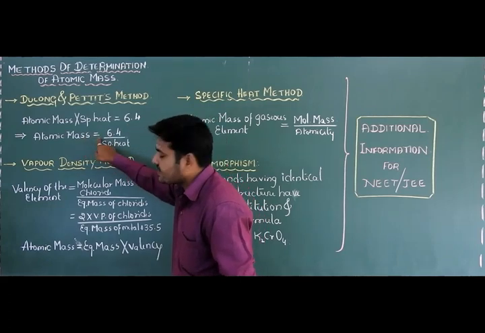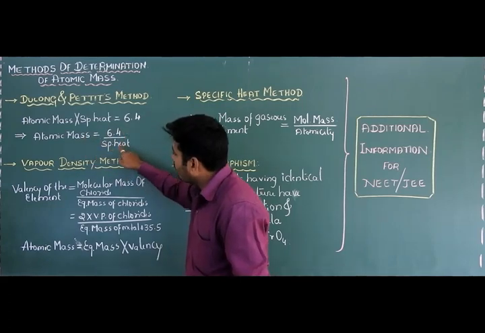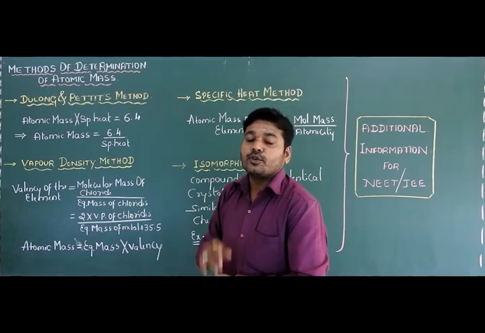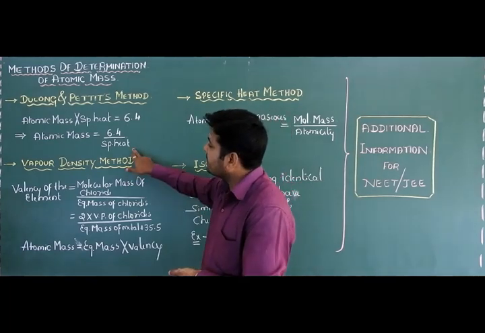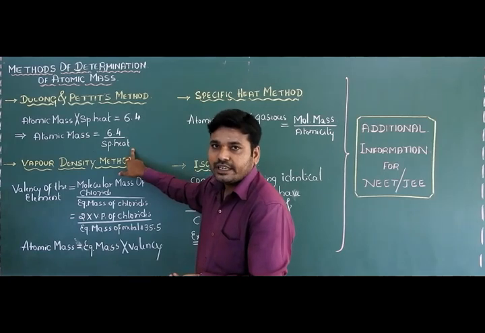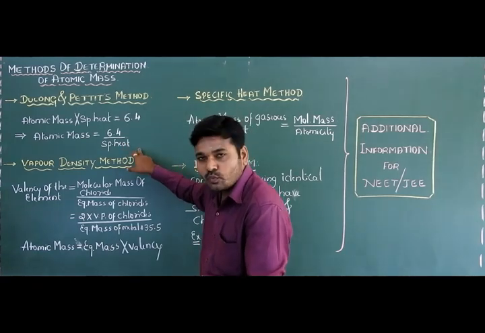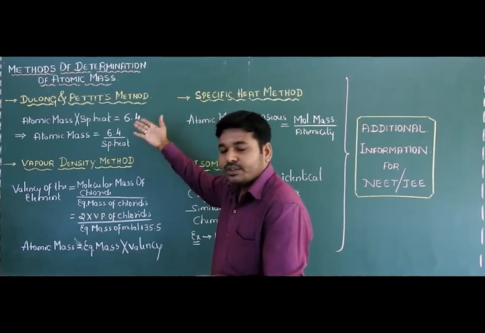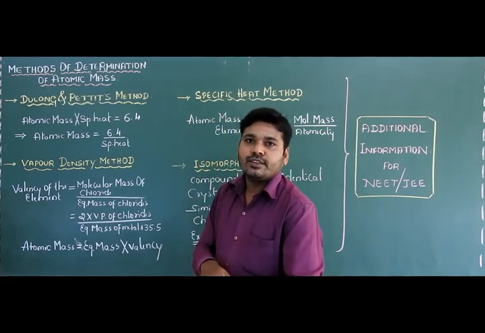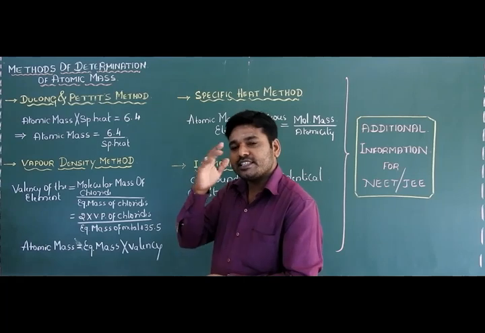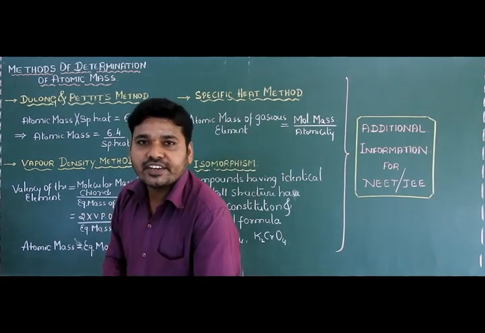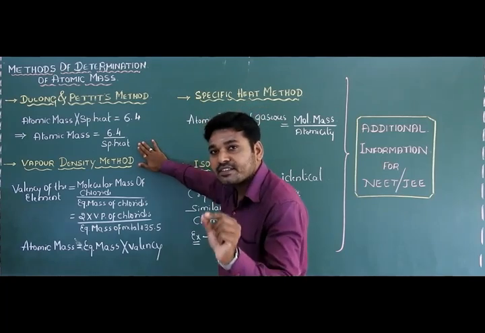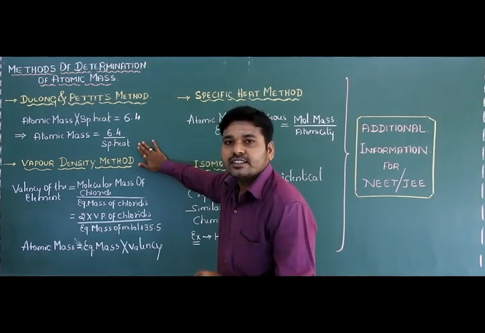So atomic mass equals 6.4 divided by specific heat, students. Please listen to the word specific heat here. I think you have already come across this word in your lower classes, in the physics part also. Specific heat. Students, what is meant by specific heat of a substance?